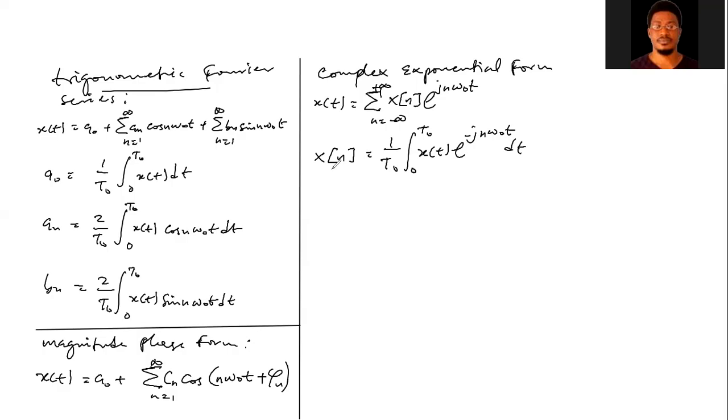And now we are going to establish the relationship between these coefficients. So should I have my representation in the trigonometric form and I intend to convert to the magnitude phase form, how do the coefficients relate? And what if I intend to convert to the complex exponential form? So now we're going to establish the relationship between the forms of Fourier series, okay?